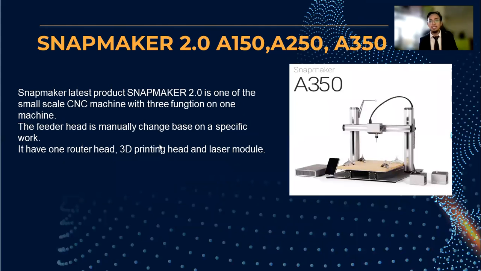Okay, this is the latest product of SnapMaker 2.0: A150, A250, A350. What A150, A250, and A350 mean is the size. This is the bed size, the working area size. So this is the picture of the A350, which has the widest surface for this type of machine.